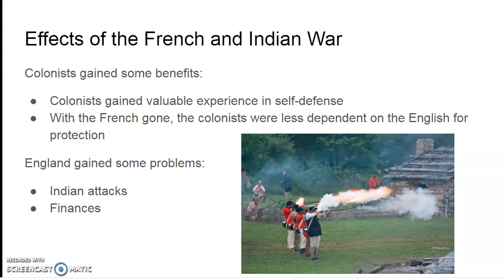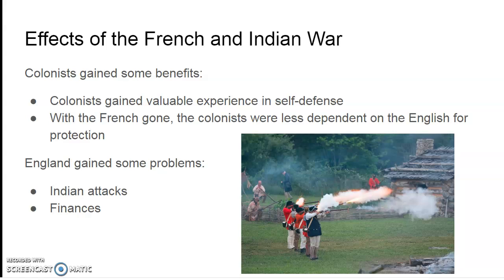So the colonists actually benefit from the French and Indian War. They benefit because they gain valuable experience in self-defense. Remember, George Washington was part of the French and Indian War, and he's going to play a pretty prominent role in the American Revolution. So he's not the only one who was able to gain valuable military skill. A lot of the colonists did. And with the French gone from the North American continent, the colonists were less dependent on the English for protection. So in a sense, they gained even more independence versus England, who only gained problems.